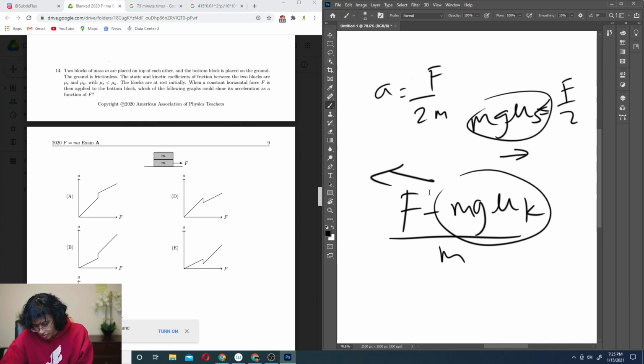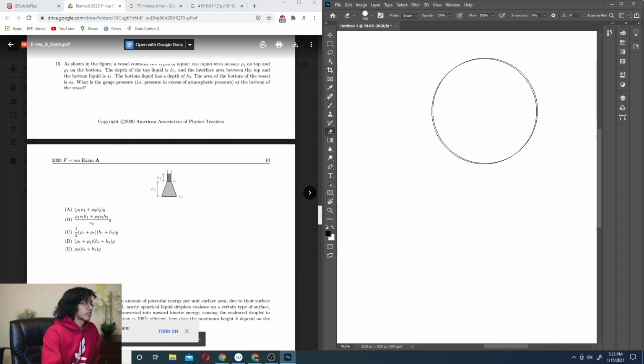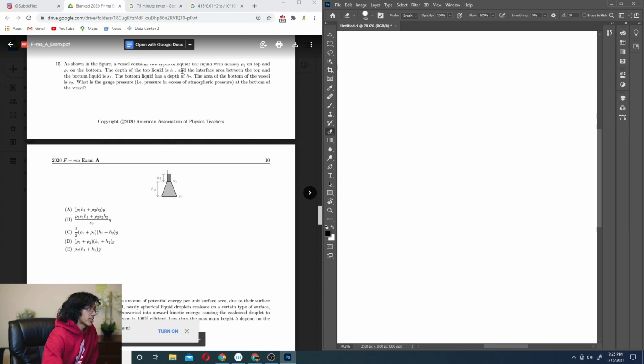Okay. 15. Alright, as shown, a vessel contains two types of liquid, the liquid with density rho 1 on top and rho 2 on the bottom. The depth of the top liquid is h1, and the interface area between the top and the bottom is s1, okay?